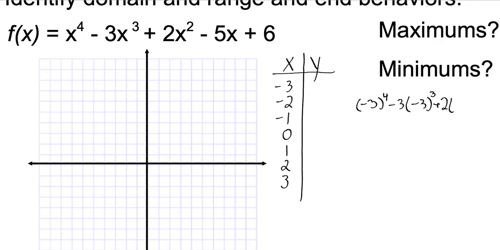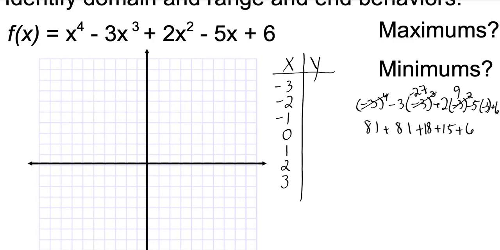So I'm plugging in a -3 to the 4th power, -3 times -3 to the 3rd power, plus 2, -3 squared. I'm going to run out of space, plus 6. So this will turn into an 81. We do this first, so that's a -27, which is a positive 81. And then that will give me a positive 9 times 2 is 18. And -5 times a -3 is 15.